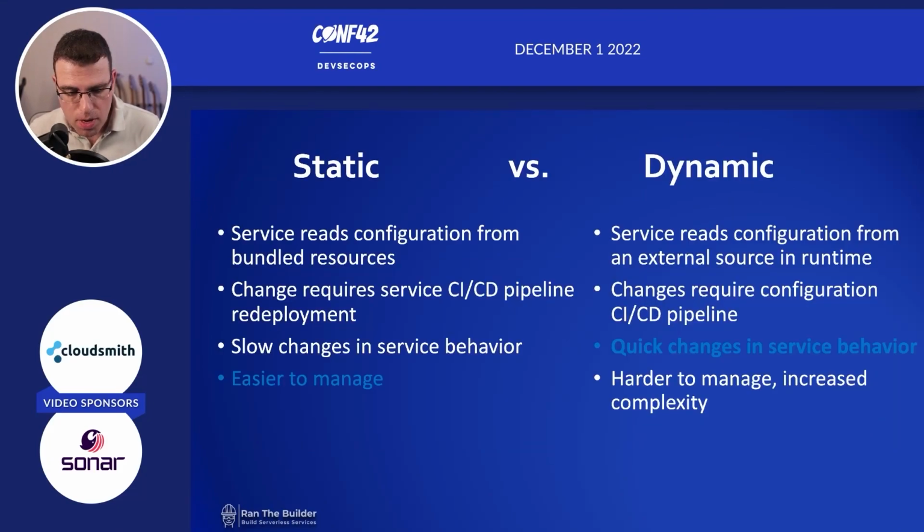So let's sum it up. Static versus dynamic. In static, we're reading the configuration from the bundled resources, the JSON files in the zip, or environment variables. In dynamic, we're using an API call. In static, if you want to make a change, you need to rerun the service CI/CD pipeline. In dynamic, we need to run the configuration CI/CD pipeline, which is quicker. We do have the complexity in dynamic of another pipeline to manage, but since it allows for really quick changes in service behavior, this is our winner. We're going to use dynamic configuration for our feature flags implementation.